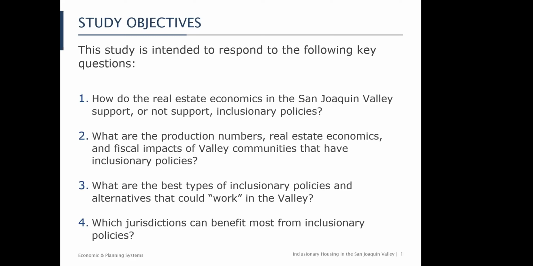Other questions were, what are the production numbers, the real estate economics, and the fiscal impacts in the Valley communities that have inclusionary policies? So that had us looking at the cities with programs. What are the best types of inclusionary policies and what alternatives might be able to work in the Valley? And by work, I mean work from a development feasibility perspective, and from a political acceptance perspective as well. Which jurisdictions can benefit most from inclusionary policies?